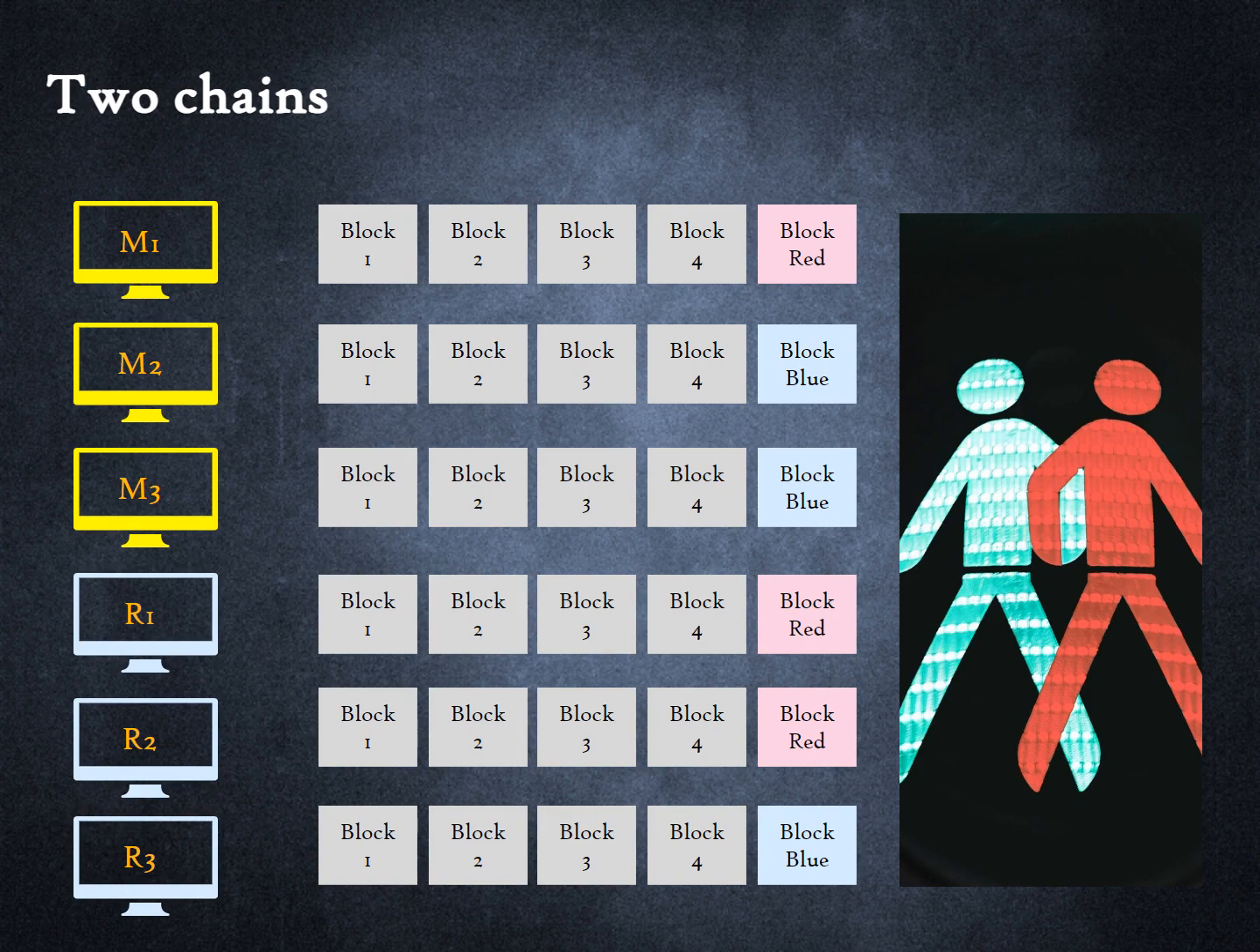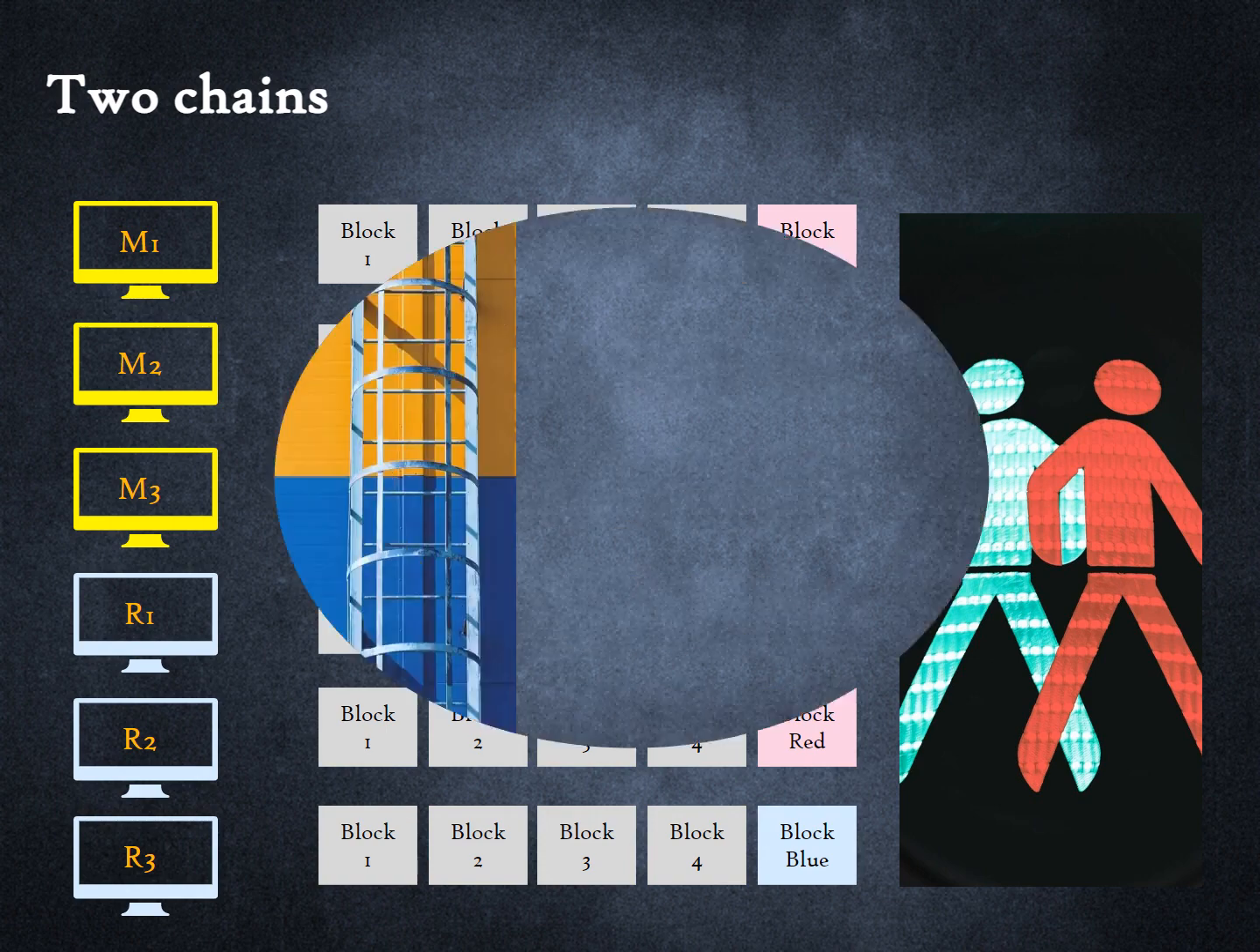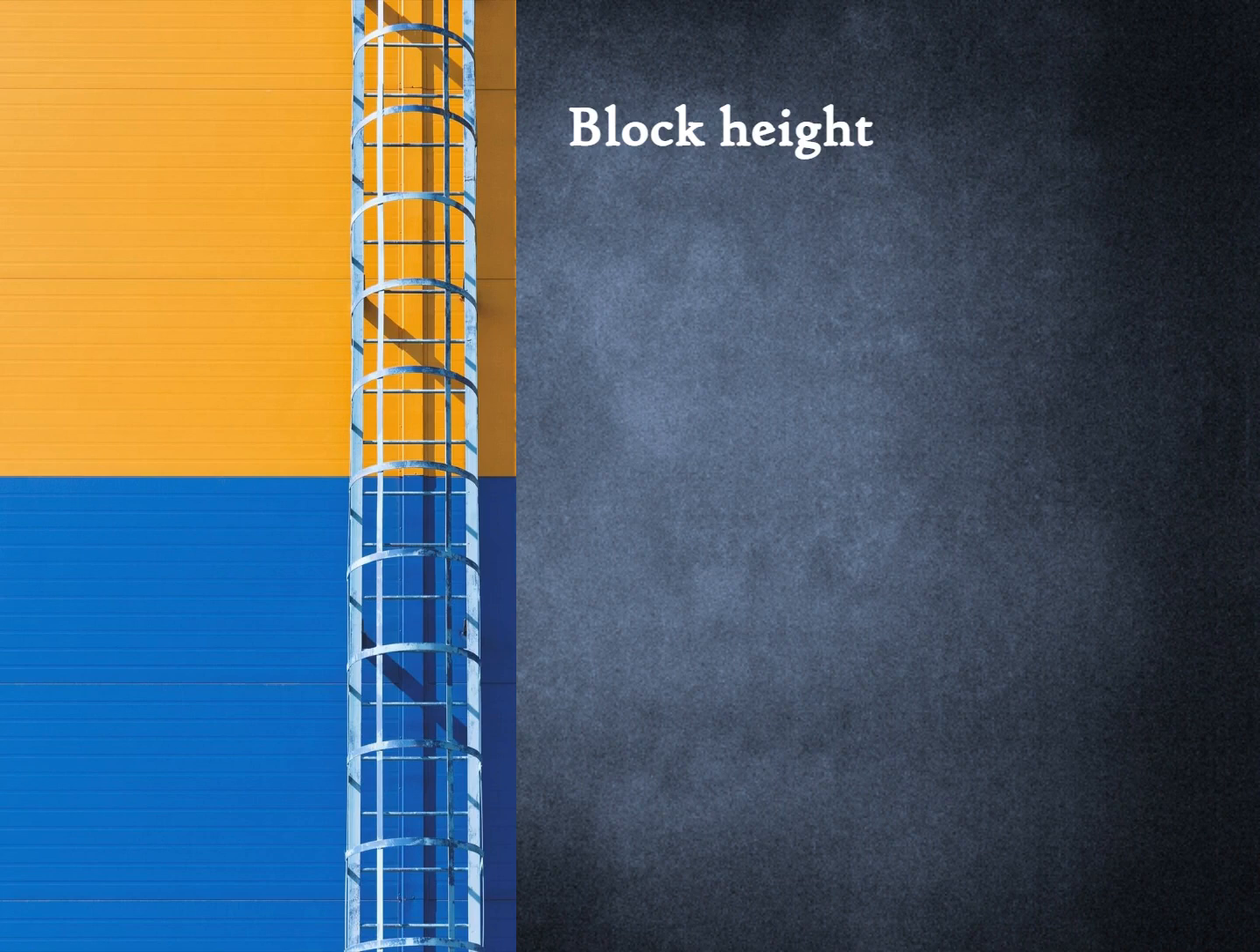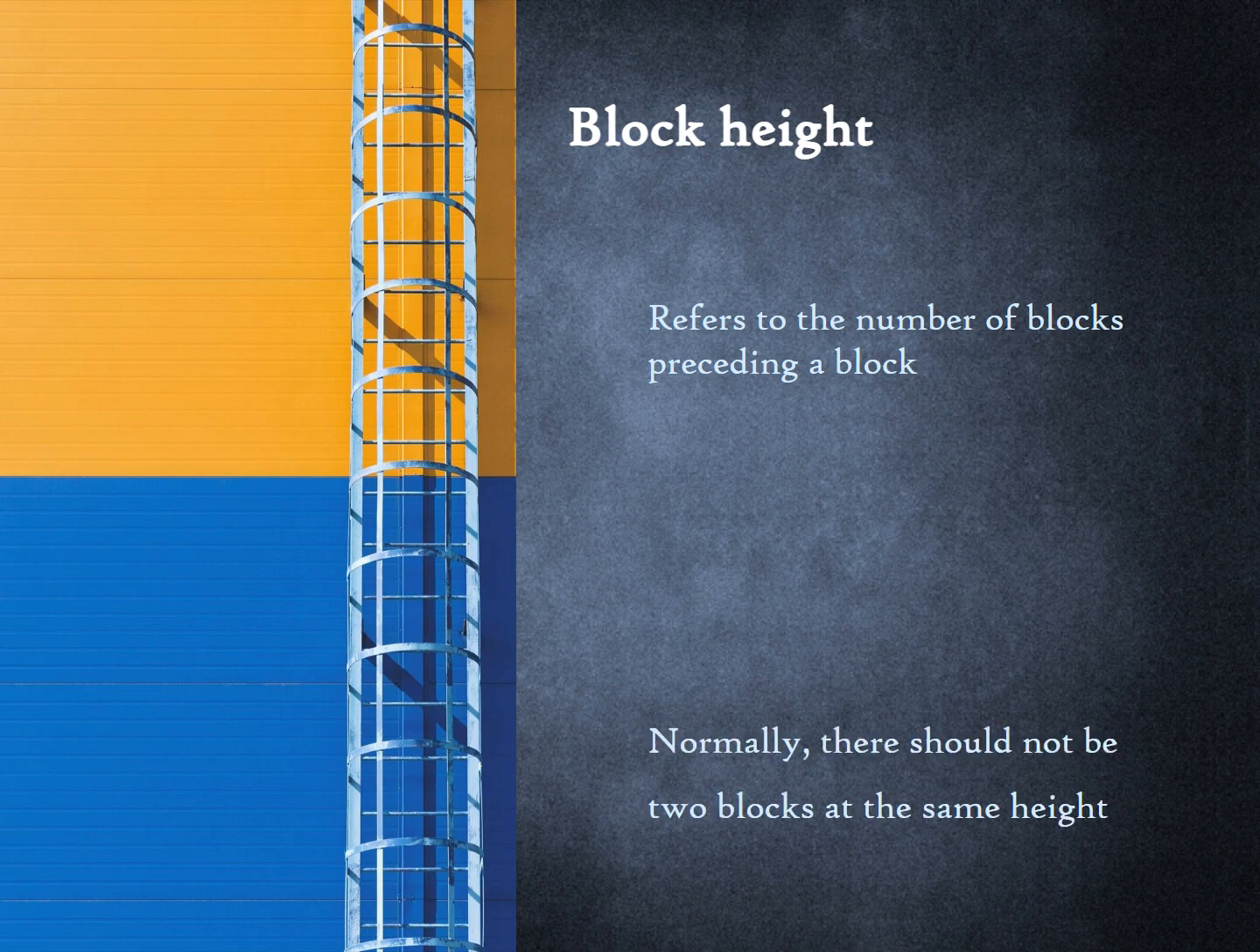There is a lack of consensus among the nodes at this point on which blockchain is the official set of records. We can now get introduced to a term called block height. Block height refers to the number of blocks preceding a block. Normally, there should not be 2 blocks at the same height. But in our current scenario, both red and blue blocks have the same height. Next, we will see how this anomaly resolves itself.